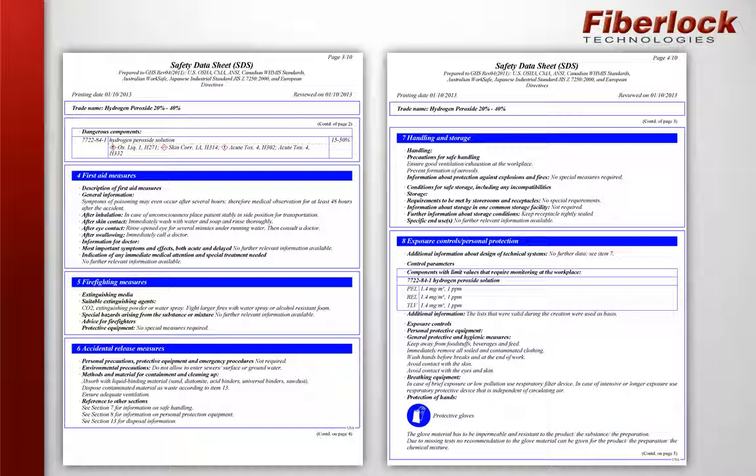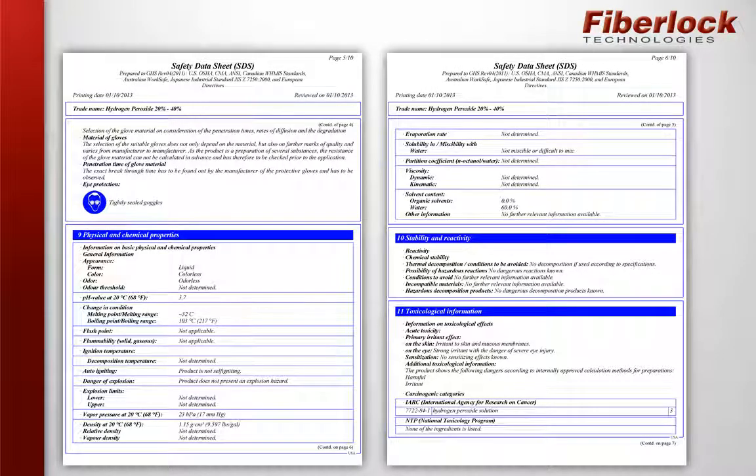Section 7, we see the proper handling and storage of the product. Section 8 gives us the exposure controls and personal protection. Note the components with the limiting values and the personal protective equipment required. Continuing with Section 8, we see the additional personal protective equipment required, and we also note an icon showing tightly sealed goggles. Section 9 shows the physical and chemical properties of this chemical.